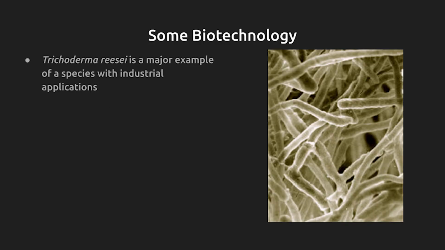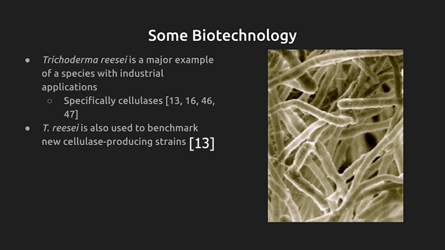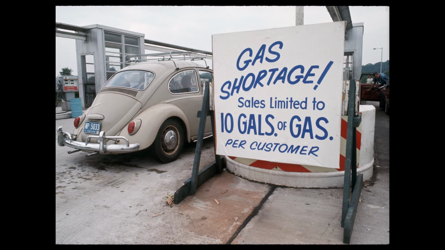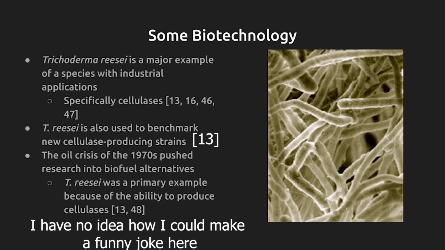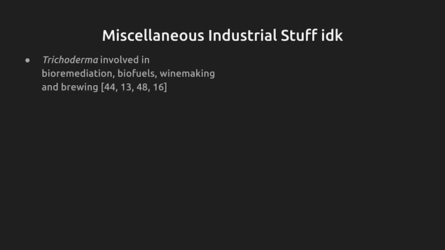In terms of biotechnology, our good friend Trichoderma reesei is a primary example. Specifically, cellulases are produced at an industrial level from Trichoderma reesei. Trichoderma reesei is also used as a benchmark to test new industrial cellulase strains. The oil crisis of the 1970s pushed governments to find alternatives like biofuel, and Trichoderma reesei was a primary example of that. Trichoderma reesei obviously isn't the only species to produce cellulases or use them in an industrial capacity, but it is the most used. Trichoderma has also been used in bioremediation, biofuels, winemaking, and brewing, just to name a few examples.